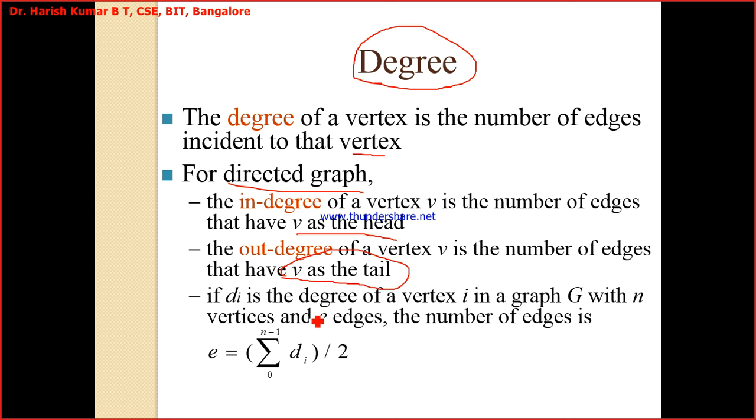If di is the degree of vertex i in the graph G with n vertices and e edges, the number of edges is given by this formula: the summation of di, the whole thing divided by 2. So the summation of the degrees of all the nodes, divided by 2, gives you the number of edges. This is one more thing you have to remember.